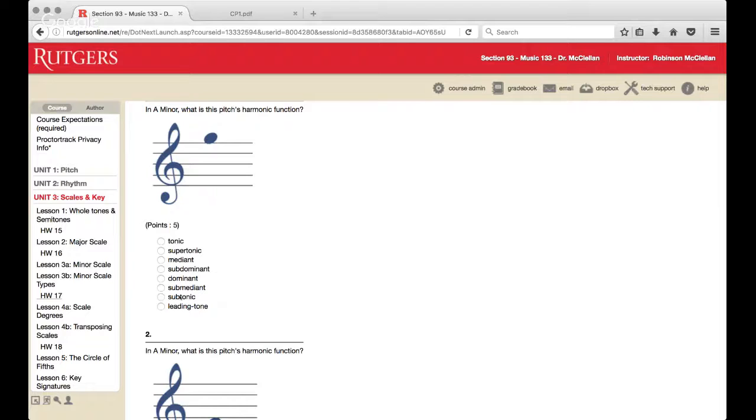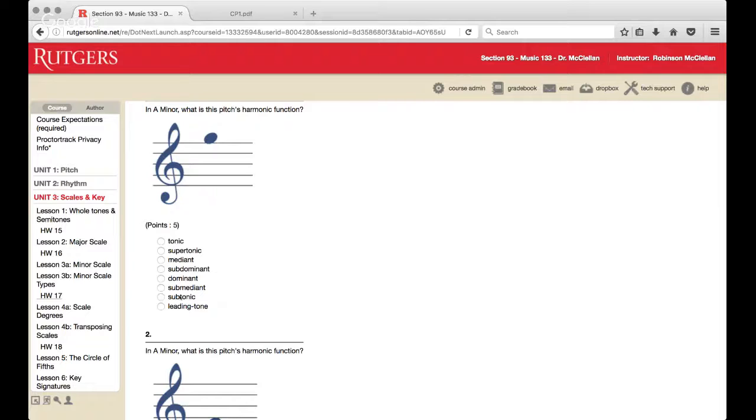And this actually is a great example of another common confusion between subtonic and leading tone. The quickest way for me to remember this is that the subtonic is a whole tone before you get to the tonic at the top, and the leading tone is only a semitone before you get to the tonic at the top.